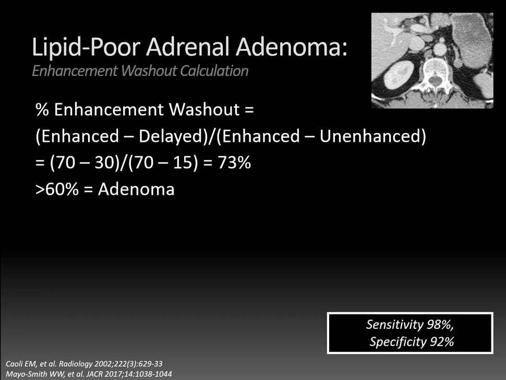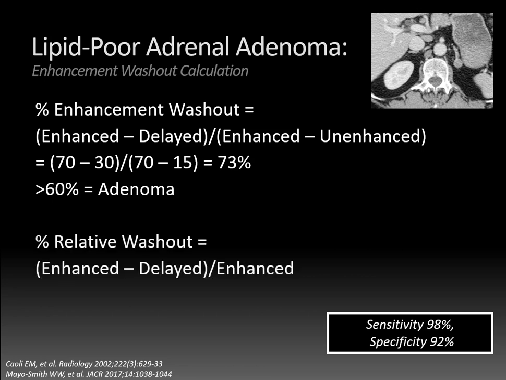That's based on the study initially by Dr. Caioli in 2002, which showed a sensitivity of 98% and a specificity of 92% for this equation. If you don't have the non-contrast series, you can also do a percent relative washout, taking the enhanced minus the delayed density over the enhanced density. In this case, we get a percent relative washout of 57%. And if it's more than 40% relative washout, that's also consistent with an adenoma.